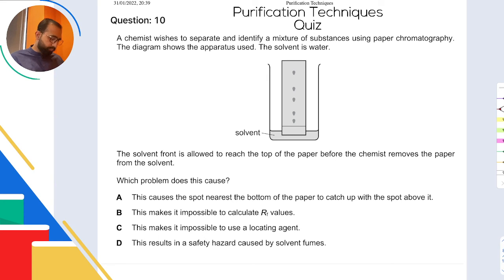So what problem does this cause? This makes it impossible to calculate the Rf value. Yeah, that's option B. So I'm going to go with that.